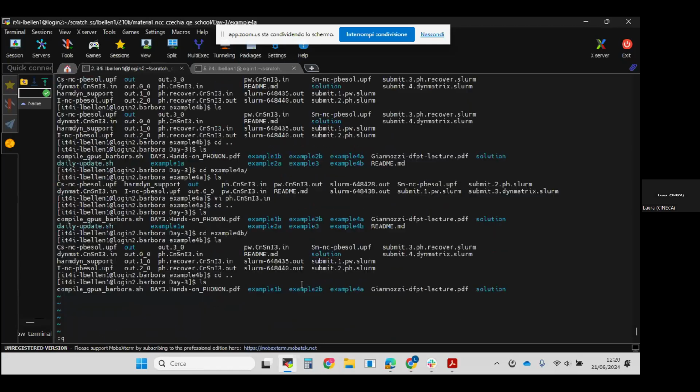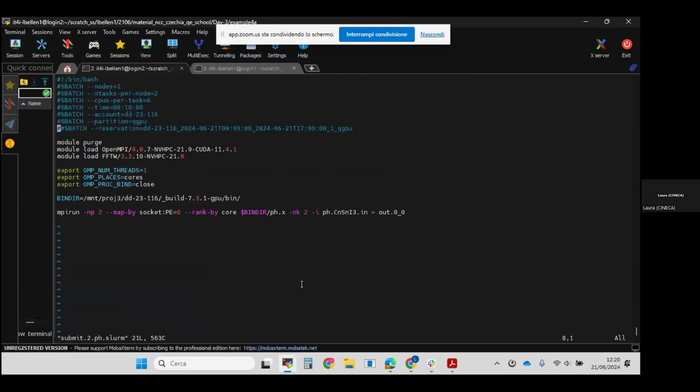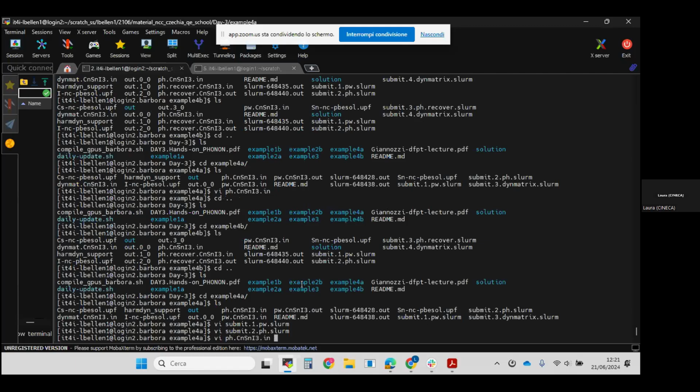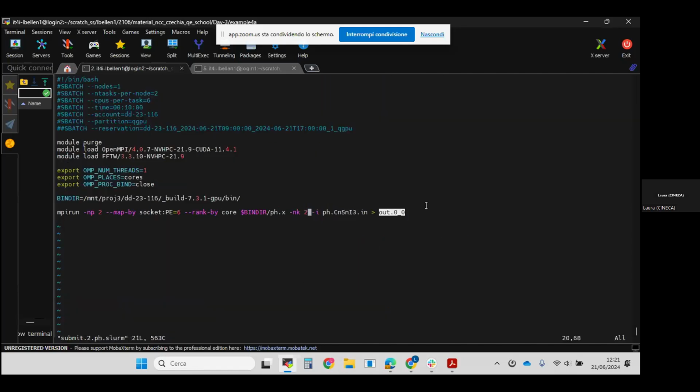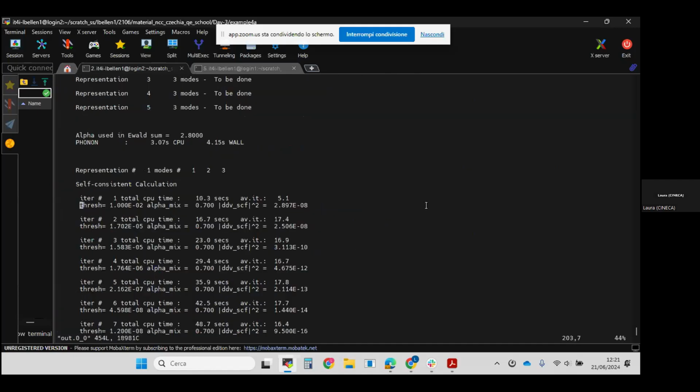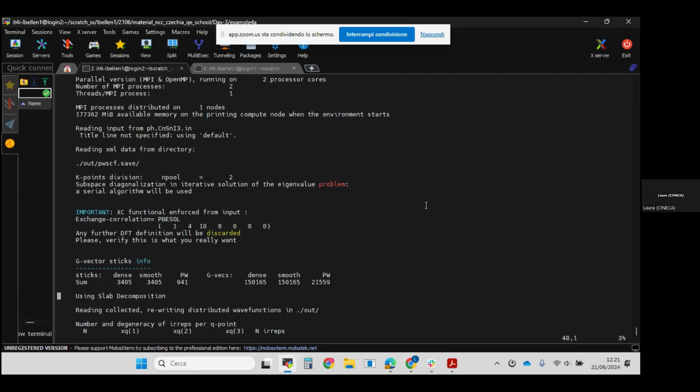You only have to keep in mind, for example for the phonon code, that now, as I said, I suggest running 1 MPI process per GPU. You have up to 4 GPUs on a single node, and here I decided to use 2 GPUs. I want to submit my job and parallelize over pools, in particular 2 pools, so I launch the simulation with -nk equal to 2. If I submit the job and look at the output, which for convenience I store in a file named out.0.0, what I see first of all is that I'm using 2 pools to distribute K points.